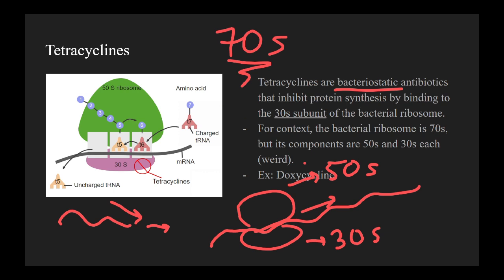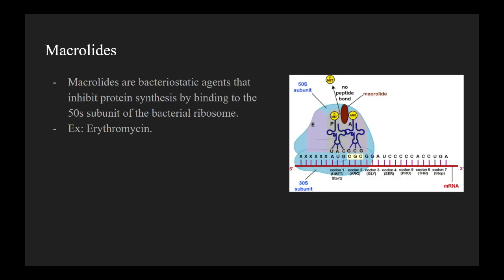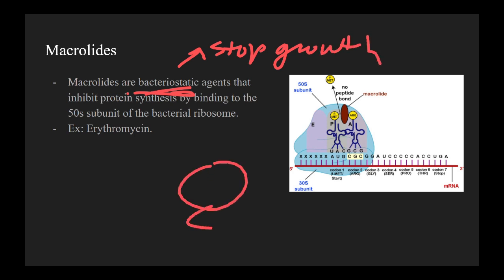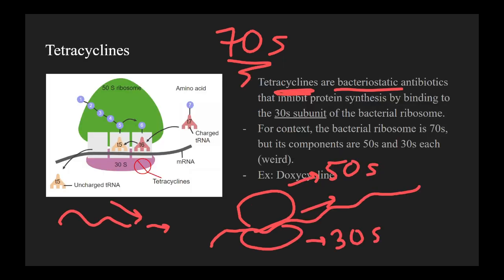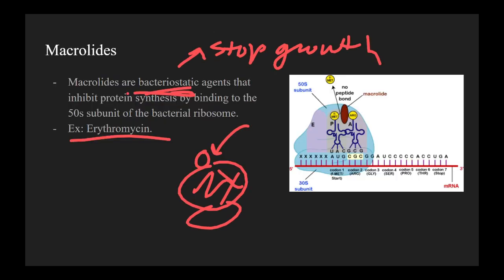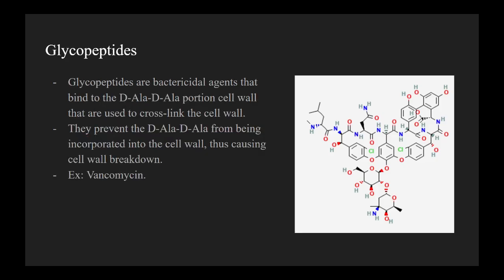An example would be doxycycline, so anything that has cycline at the end of it. All right, macrolides, these are also bacteriostatic, so they stop growth. And again, they inhibit protein synthesis. This time they bind to the 50S unit here and inhibit its function. An example would be erythromycin. You don't have to know these names. I just thought it'd be cool if you've heard of these drugs before. It's cool to know how they work.